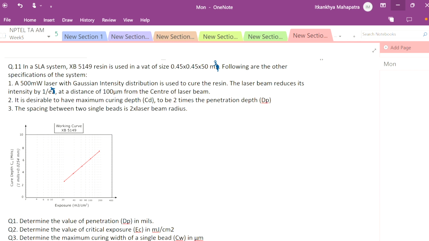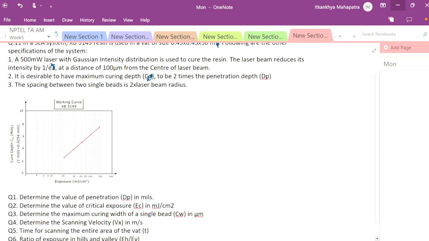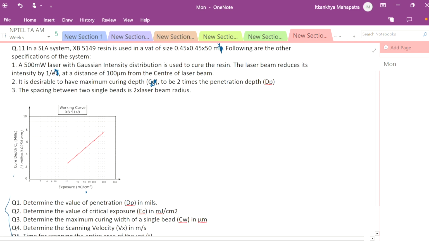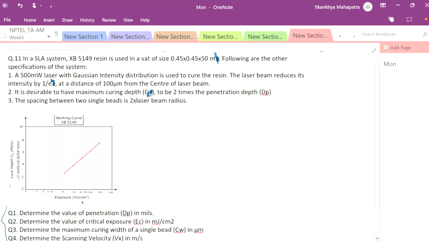It is desirable to have a maximum curing depth to be 2 times the penetration depth. The spacing between two single beads is 2 into laser beam radius. This is the graph of curing depth and exposure which is given, and we have to determine the following things. So first I will write what is given in the question. The size of the vat is 0.45 into 0.45 into 50.